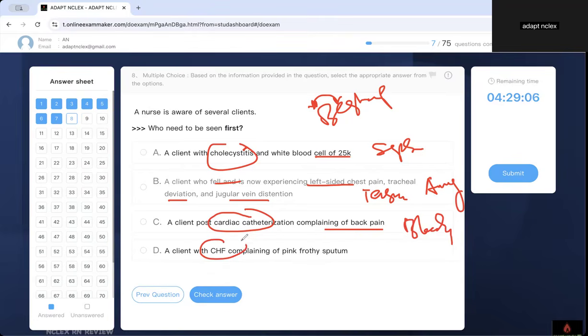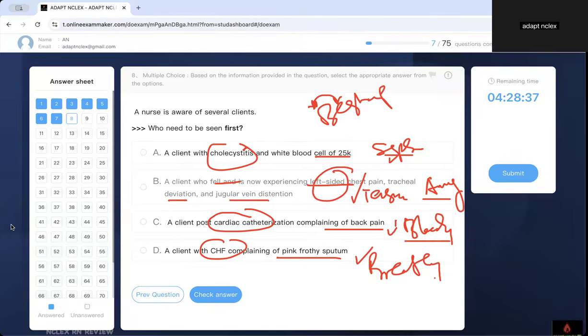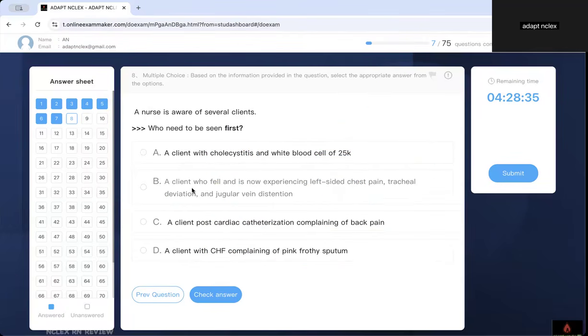And if you have CHF and you have pink fluid sputum, you're drowning. This is a breathing problem, right? So breathing, bleeding, airway, and sepsis. Which one will you pick? ABC does not work here. It's just based on the condition. Of course, tension pneumothorax is more dangerous than somebody who is bleeding or is breathing or who has sepsis. We have no time with this tension pneumothorax. Therefore, we're picking this guy.